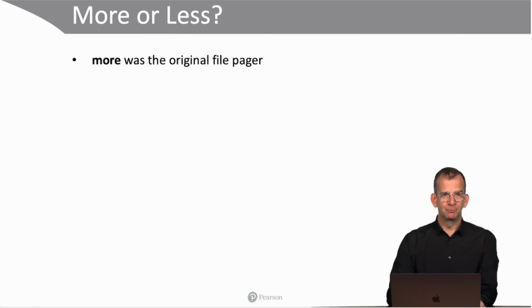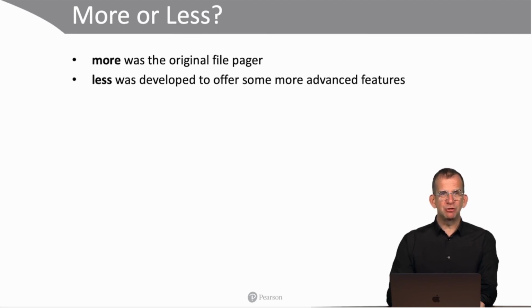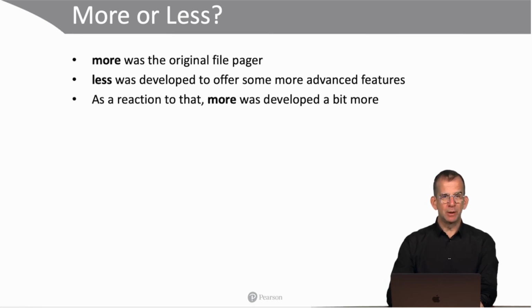It's doing more. Then there is less. What is less doing? Well, less is doing more than more. It was developed to offer some more advanced features. One of the most important features that is added to less is the option to go up. In more, if you press the spacebar, you go to the next screen, and in more, there is no option to go to the previous screen. That is one good thing about less. You can go to the previous screen using arrow keys.